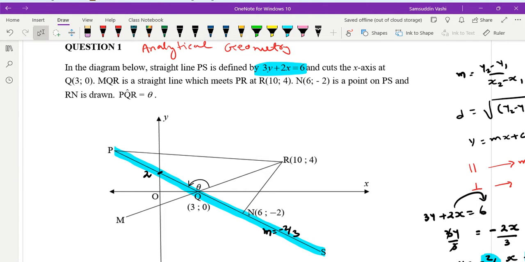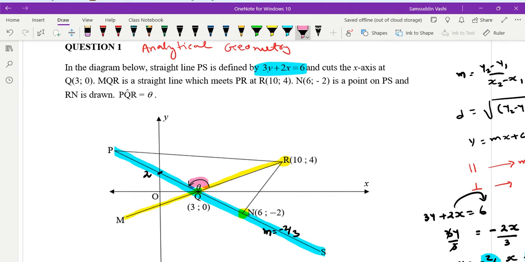Okay. And cuts the x-axis at. So it is cutting the x-axis at, they are telling me, the point Q. Okay. 3 and 0. X-intercept. Okay. MQR. That's another straight line. MQR meets PR at 10 and 4. So at R, the coordinates of R are 10 and 4. N is 6 and minus 2, a point on PS, and PQR is theta. So that's the angle theta.